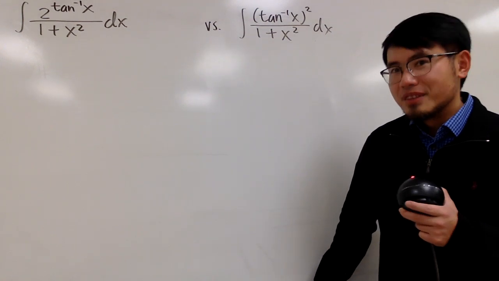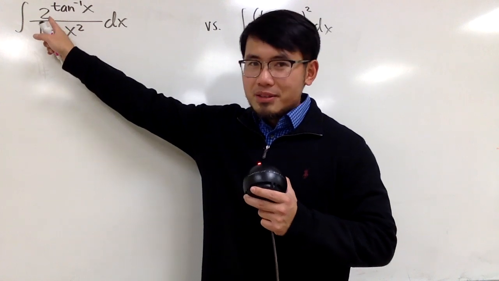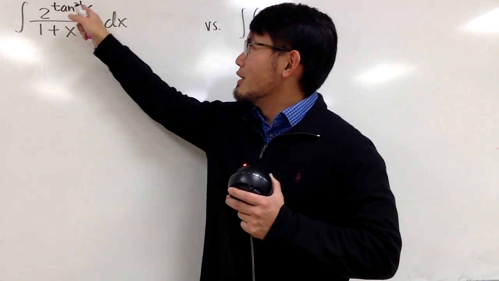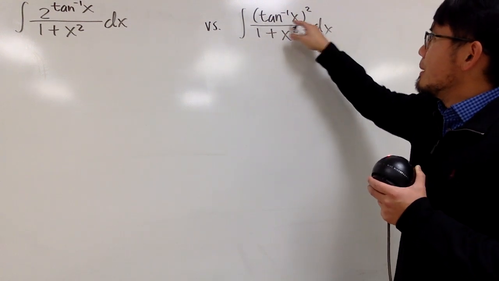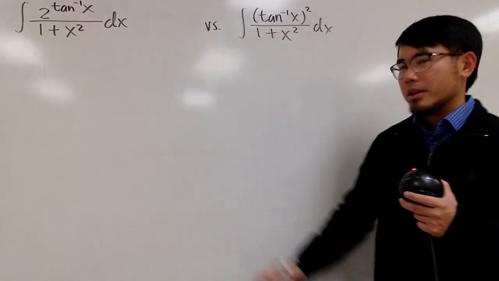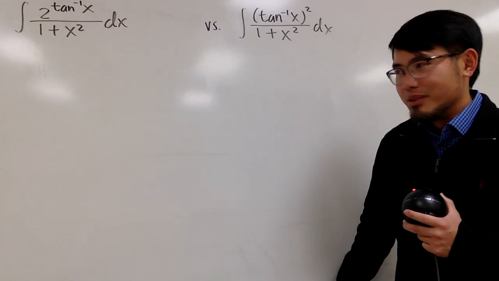Okay, now let's take a look at these two integrals. As you can see, they look similar. This right here is 2 to the inverse tangent of x as the power. And this right here, the inverse tangent of x is the base, and then the 2 is the power. And then the denominators are the same. In fact, they are really similar, but you also have to know one little thing for that integral.